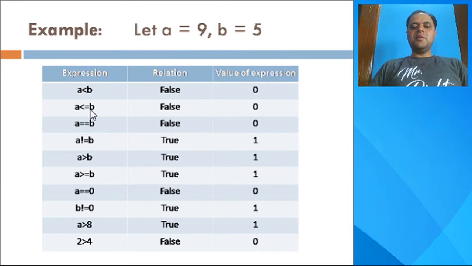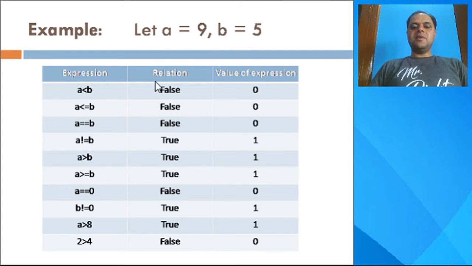a is less than or equal to b. It means either a is less than b or a is equal to b. So both the conditions are false. So the relation is false and the value of the expression is 0. a is equal to b. So a is 9, b is 5. So a is not equal to b. So this relation is false. So its expression is 0.